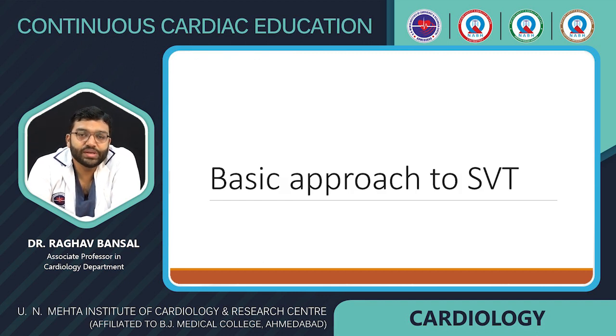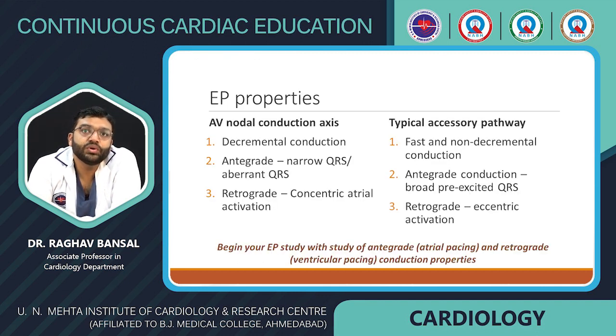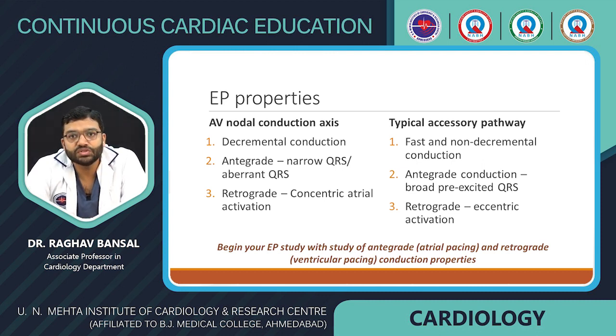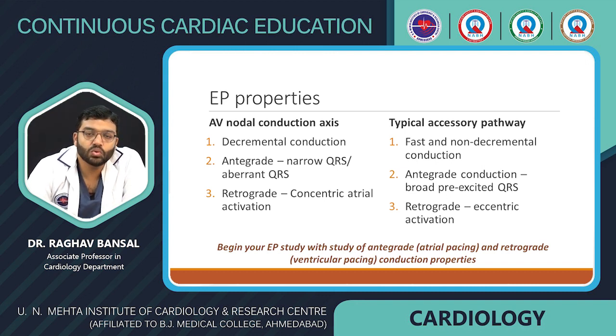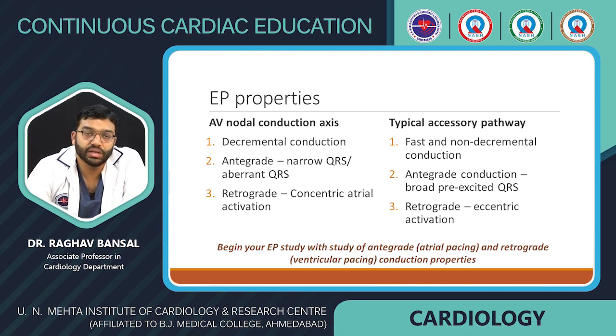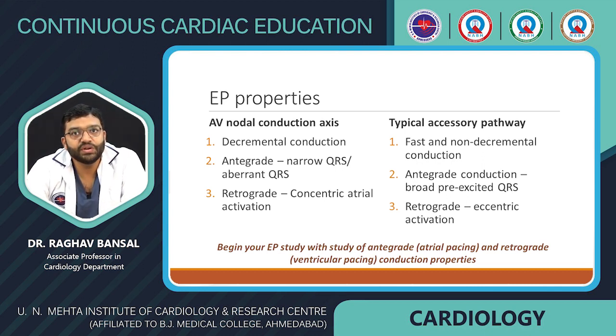So, the basic approach to SVT. We have to differentiate the differential diagnosis of the SVT which we have seen on the clinical ECG. What we see in the clinical ECG is a short RP tachycardia and a long RP tachycardia. We can make a judgment that this is AVNRT or AVRT based on the ECG, but we cannot be 100% sure. To confirm a diagnosis, we need to do an EP study, and that's what we are going to discuss today. So how do we differentiate between the two?